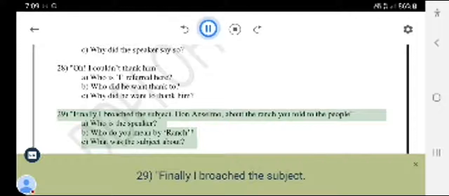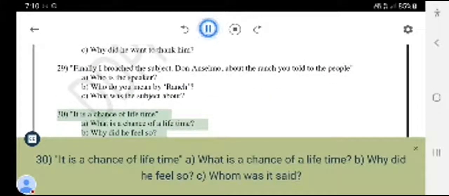29. "Finally I broached the subject, Don Anselmo, about the ranch you told to the people." A. Who is the speaker? B. Who do you mean by ranch? C. What was the subject about? 30. "It is a chance of a lifetime." A. What is a chance of a lifetime? B. Why did he feel so? C. Whom was it said to?